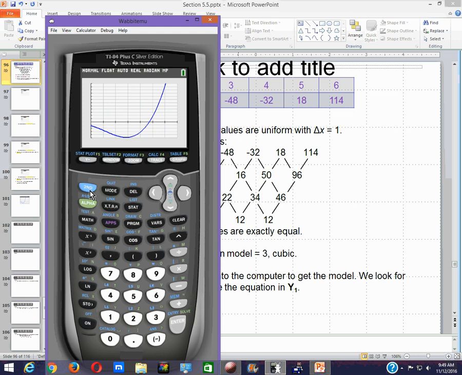Did I not turn my stat plots on? I don't see the dots. Second stat plot. I didn't turn it on. I said I was going to, but I didn't. Now I've turned it on. There. And remember, since it was exact, it is supposed to go through them. And it does. The little squares got filled in.